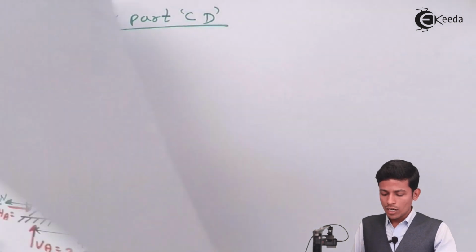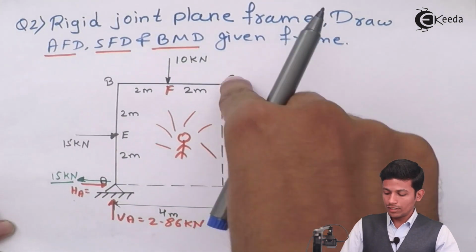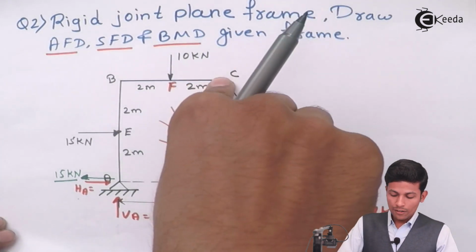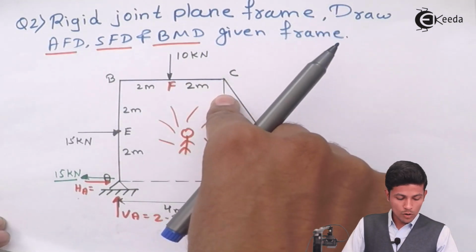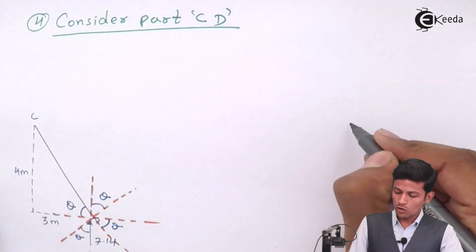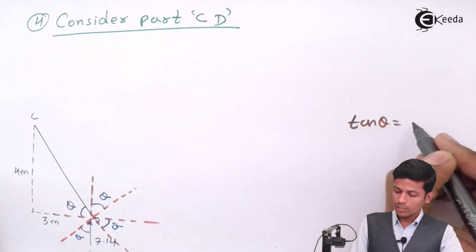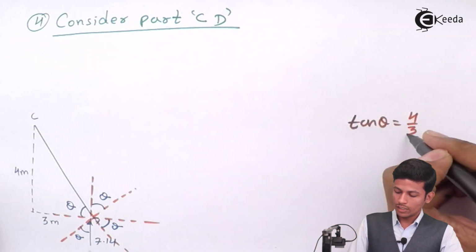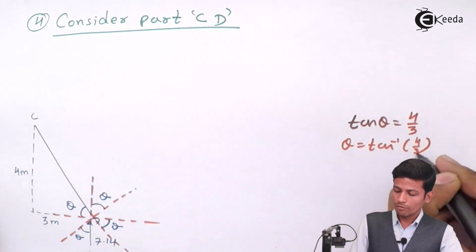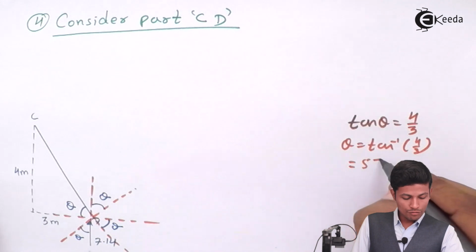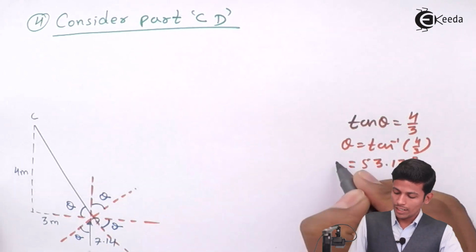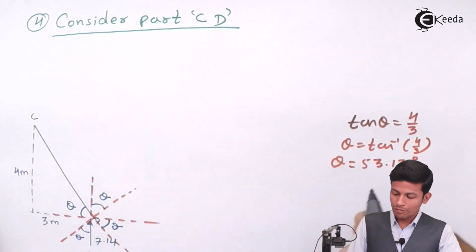To find this theta, we know the value of this and we know the value of this. This is 3 and this is 4. Sorry, this is 3 and this is 4. Now how will you find the theta? We know the distance. Now as you all know, tan theta is equal to opposite upon adjacent, and theta will be tan inverse of 4 by 3. While solving this you get the value 53.13. Okay, your theta will be 53.13 degree. Okay, now our theta will be 53.13.